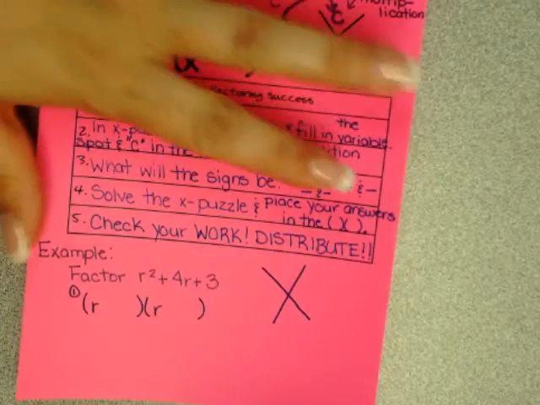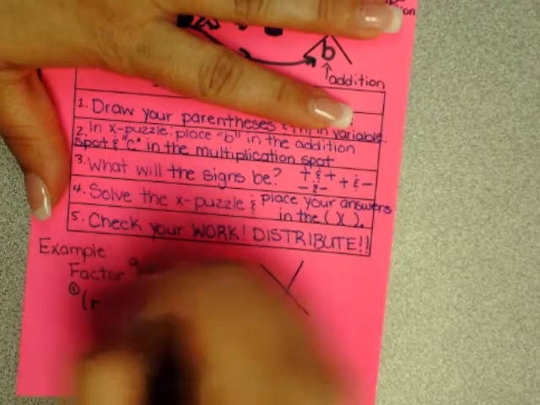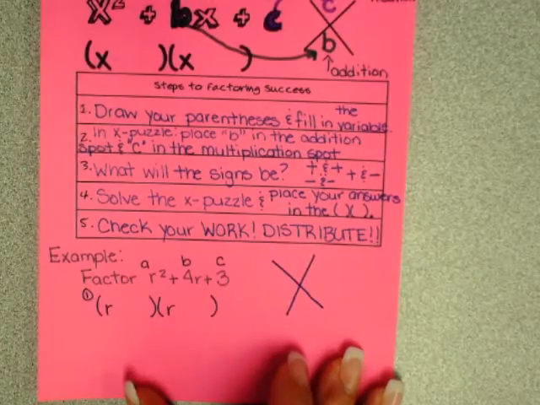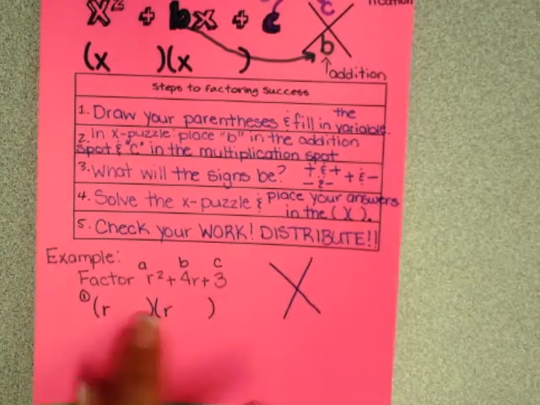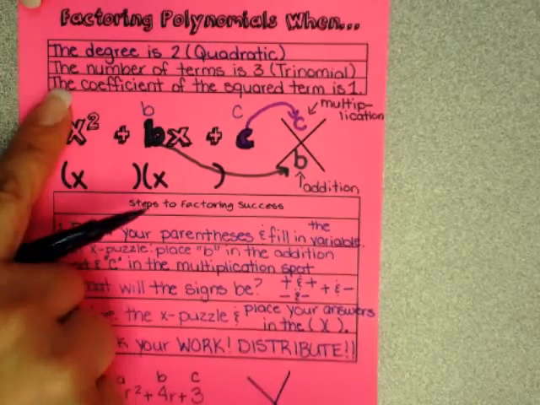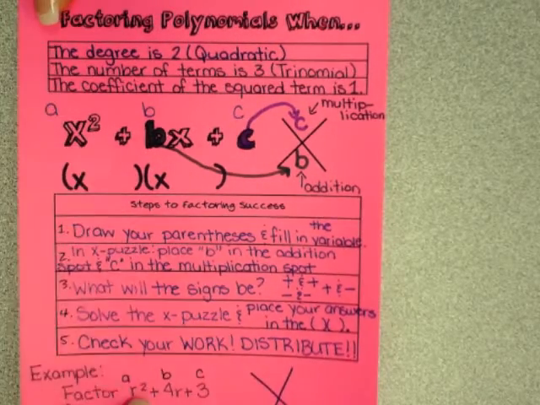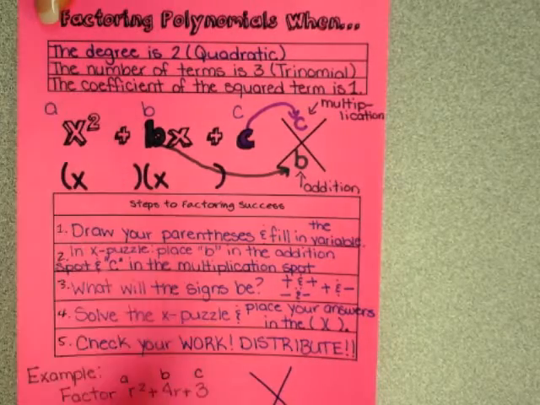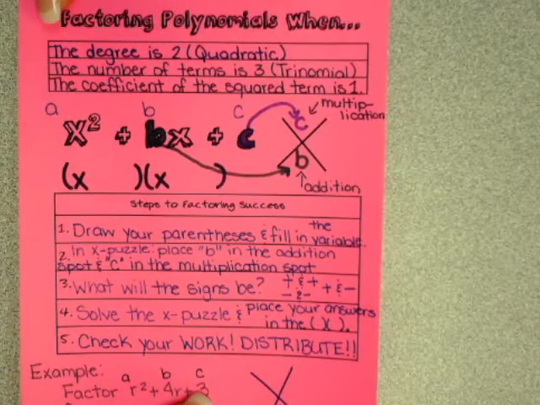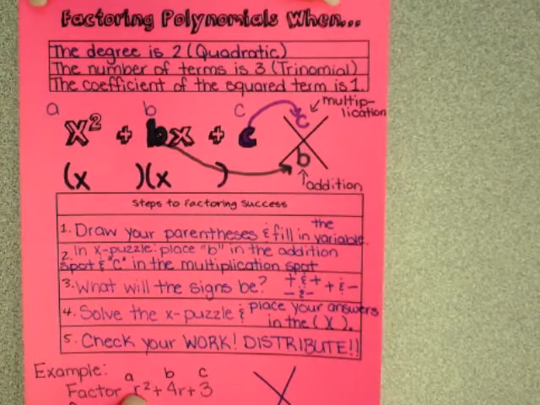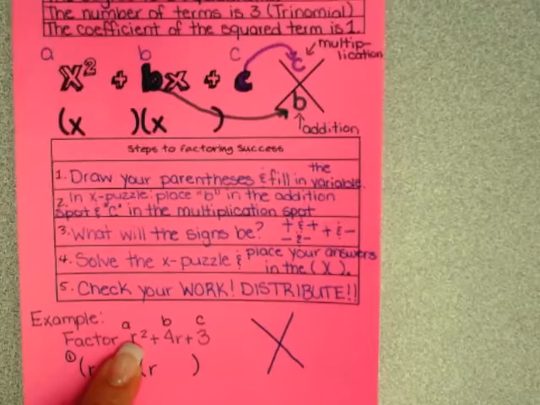And then we're going to fill in. Now, this is A, this is B, this is C. We know that we can use this method with an X puzzle because our problem meets all these criteria. It has a degree of 2. The largest exponent is 2. The number of terms is 3. 1, 2, 3. Good to go. The coefficient of the squared term is 1. There's nothing written for A, so it's 1, so we can use this.